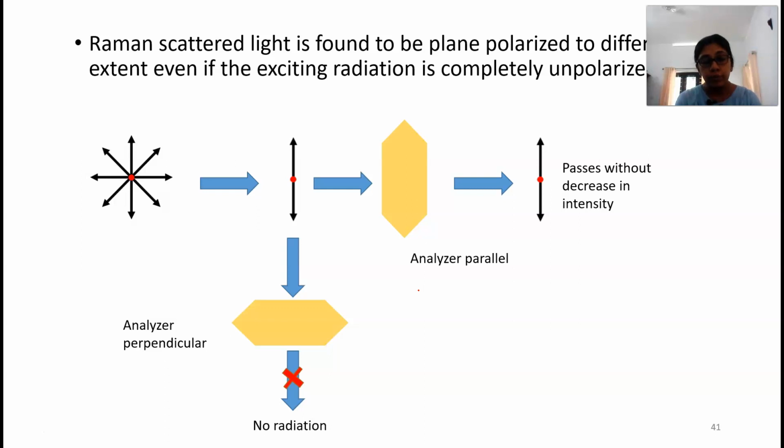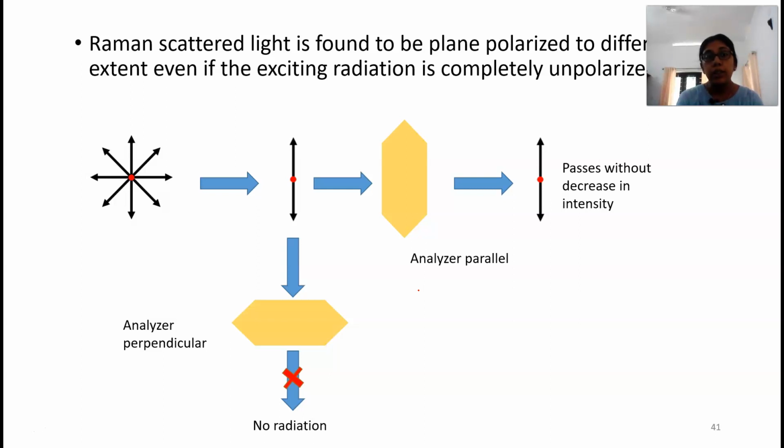But here we are saying that even though you are using an unpolarized light, when you pass this unpolarized light through a sample, the Raman scattering that you observe, that is the anti-Stokes and Stokes lines, will be polarized to a different extent. They will be undergoing some kind of polarization. The electromagnetic field will be aligned to a particular direction. So this is an important factor of Raman scattered light.